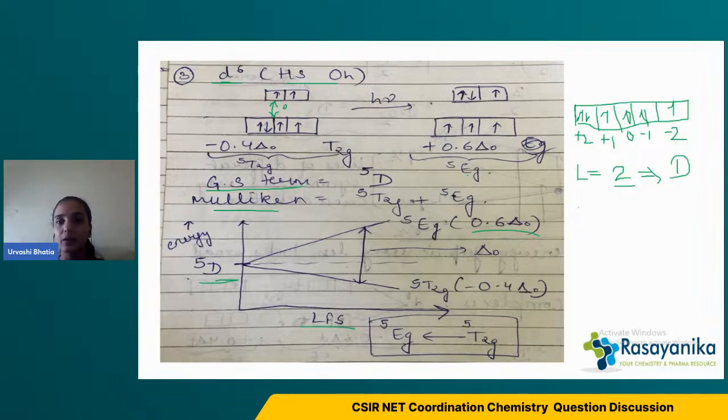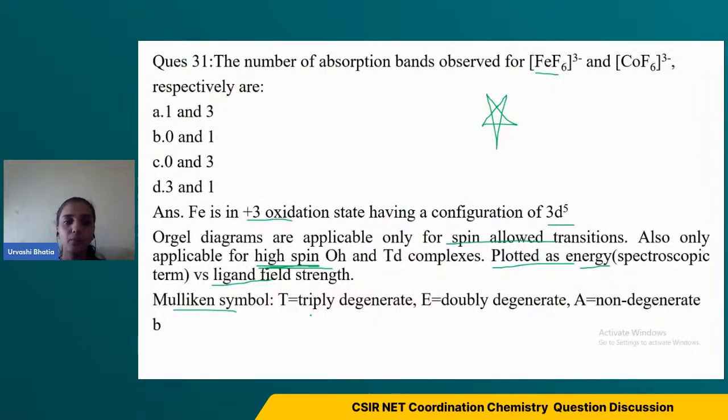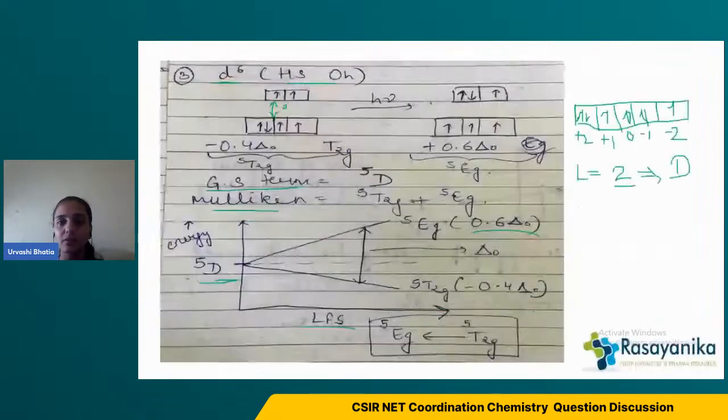So how do we get Eg? I mentioned this here. Mulliken symbol: T is for triply degenerate, E is for doubly degenerate. This is triply degenerate as the t2g orbital is unsymmetrically filled, and here the eg orbital, this upper one, is unsymmetrically filled. That is why we get E, and here we get T.